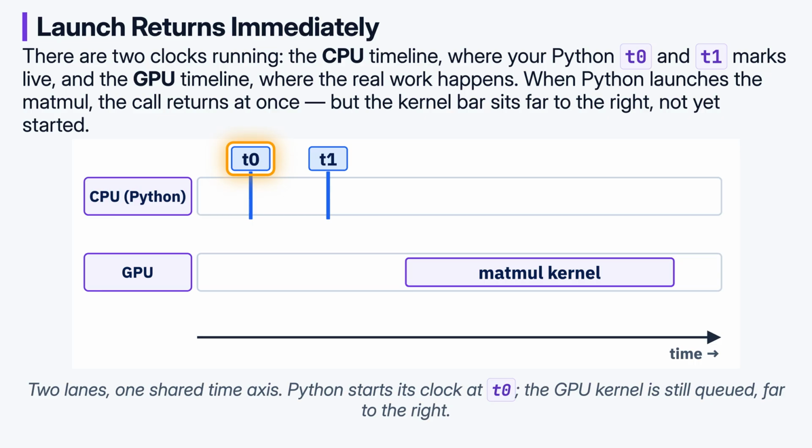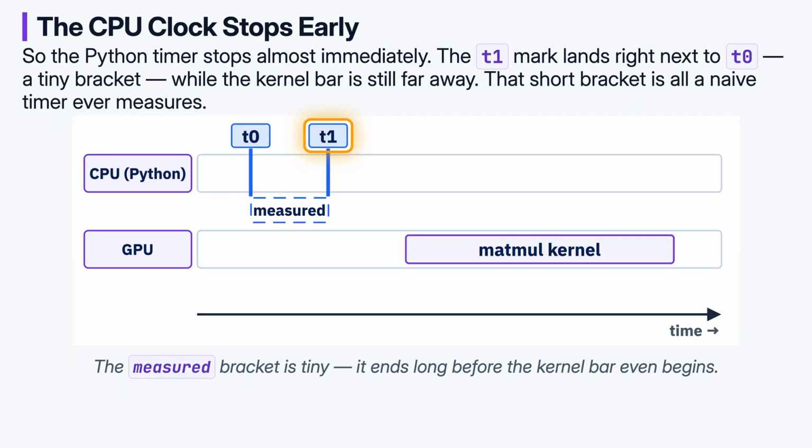Python starts its clock at T0, near the left. A plumb tick drops from T0 down toward the GPU lane. But the kernel bar sits far to the right. The launch already returned to Python, and the kernel has not started. The Python timer stops almost at once. The T1 mark lands right next to T0. Its tick drops down, still far to the left of the kernel. The measured bracket runs from T0 to T1. It is tiny, and it ends long before the kernel begins. That short bracket is all a naive timer ever sees.